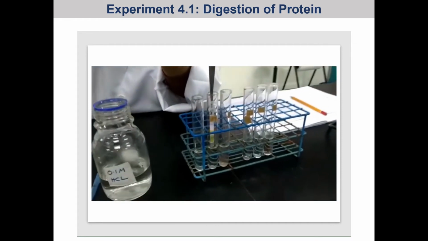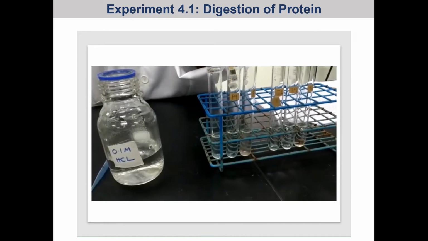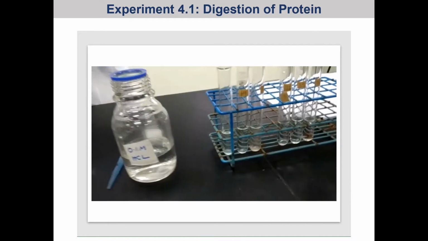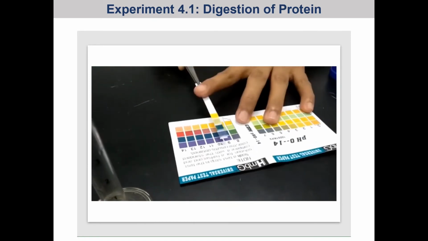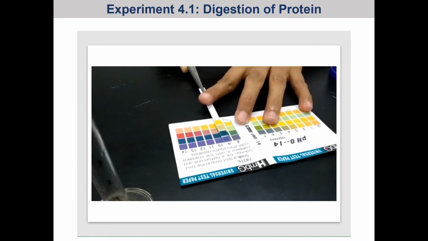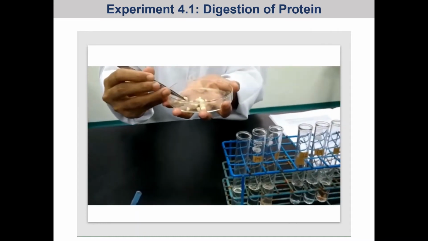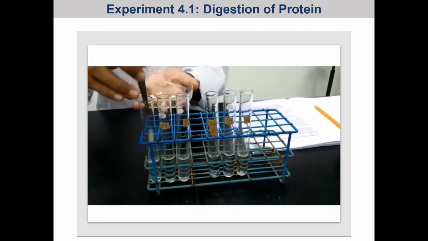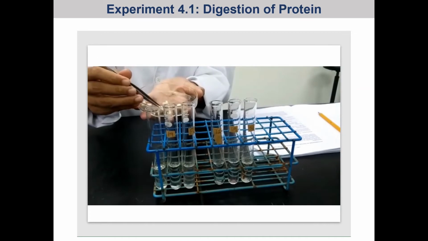To check the pH of the content for all test tubes, dip the pH paper into the solution and compare the color change at pH paper with the color chart to make sure the solution is at the correct pH. Next, put a small strip of egg white into all test tubes.